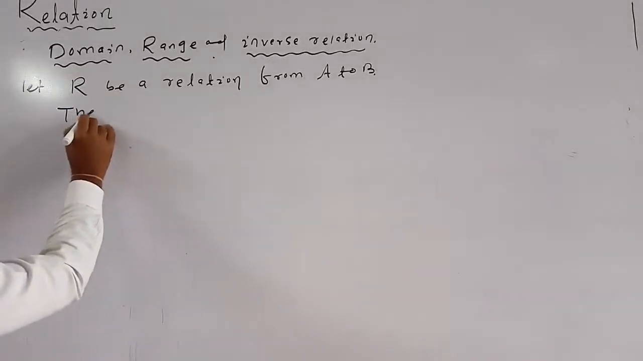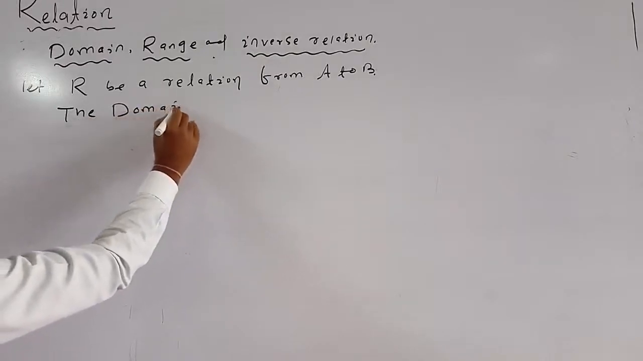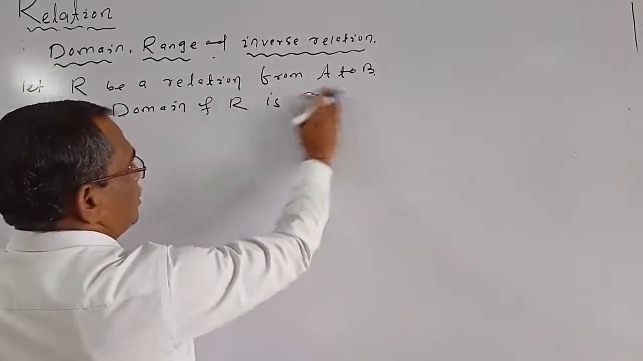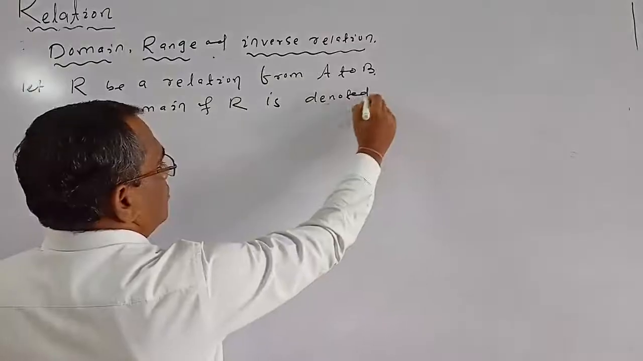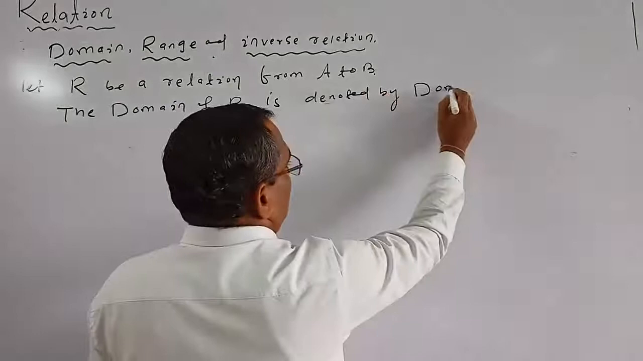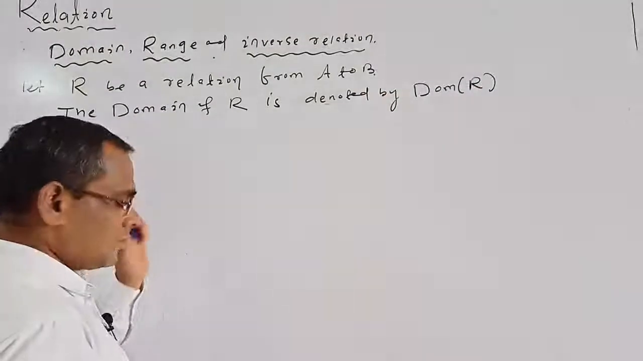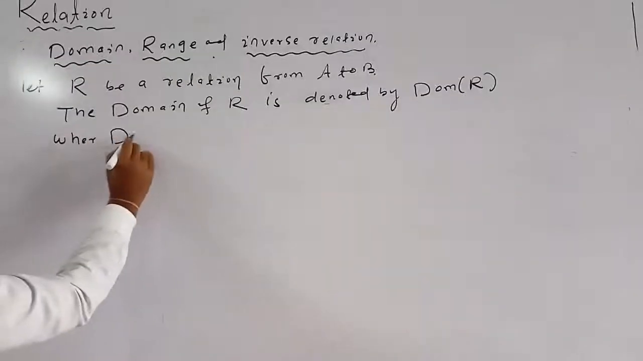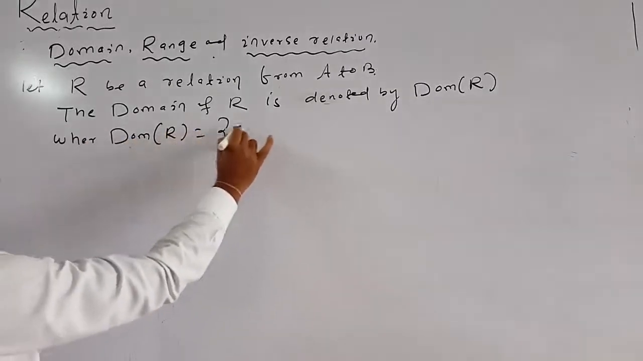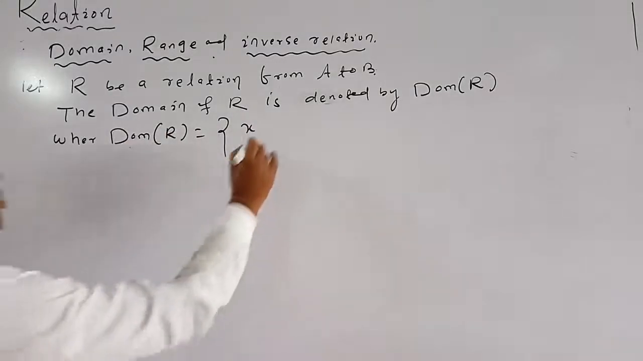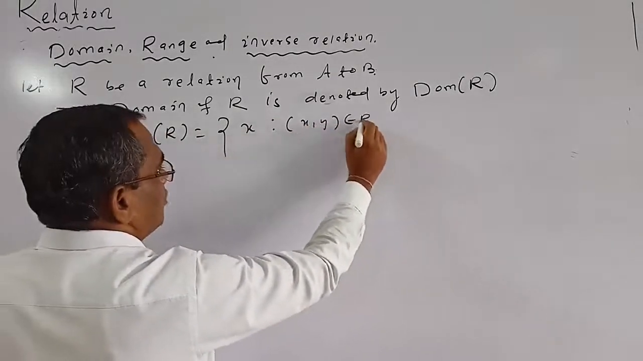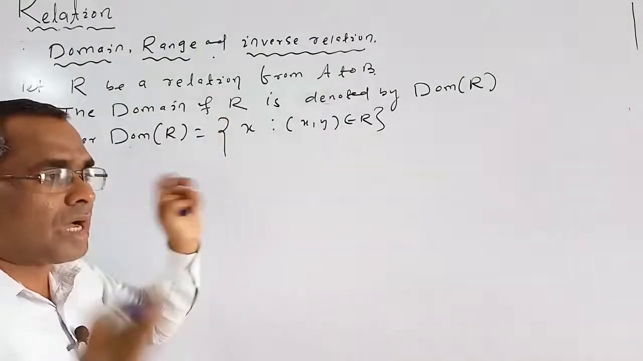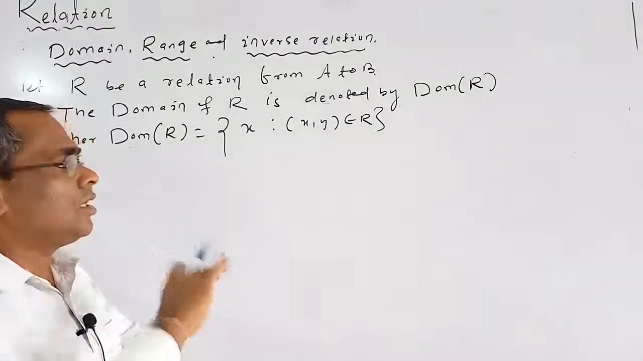The domain of R is denoted by DOM of R, domain of R, or D of R, domain of R. Okay, where domain of R is equal to the set of elements X such that the ordered pair X comma Y belongs to R. So the ordered pair X comma Y belongs to R, then X, the set of all the first components of each ordered pair, is known as the domain of that relation.